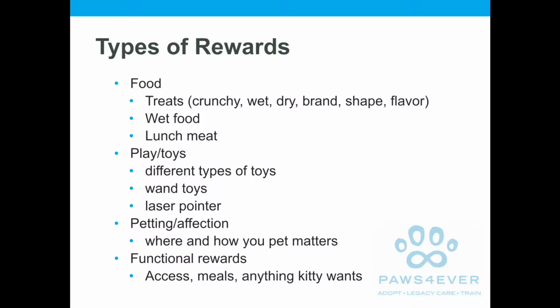Finally, functional rewards can be thought of as anything the cat wants that you can provide. There are many rewards that people may give throughout the day without even thinking about it. For example, if a cat loves to go out on their catio or eagerly awaits dinner time, you can easily incorporate training into daily life by simply asking for a behavior you want before letting them out onto the catio or putting down the dinner bowl. This is an easy way to build more two-way communication into your everyday routine.